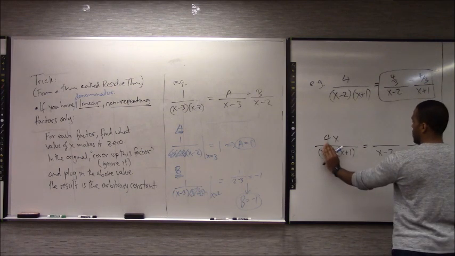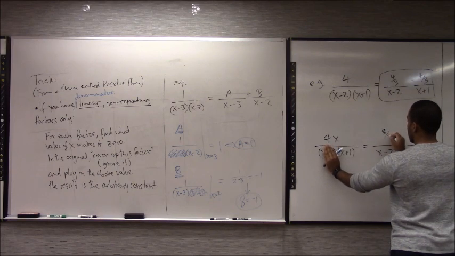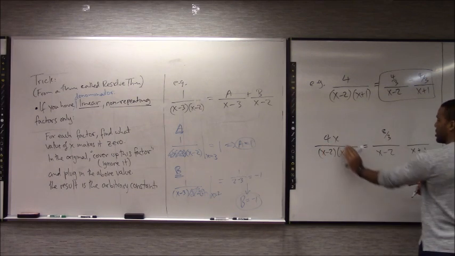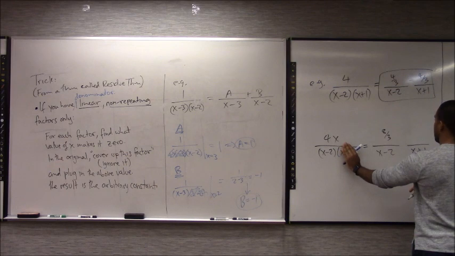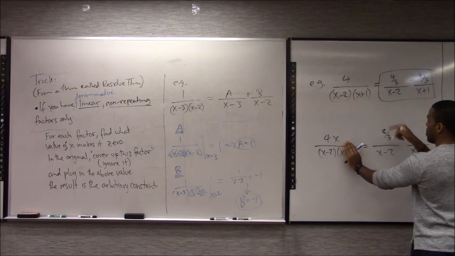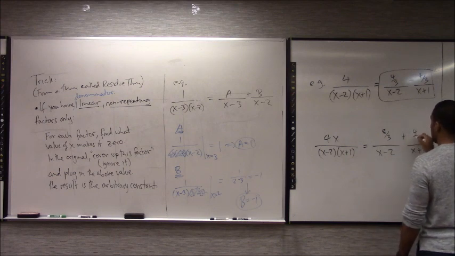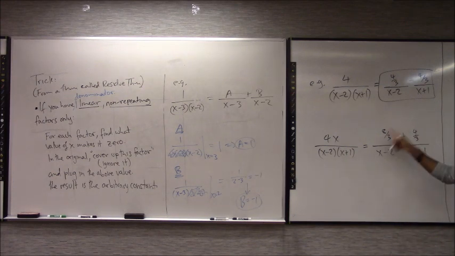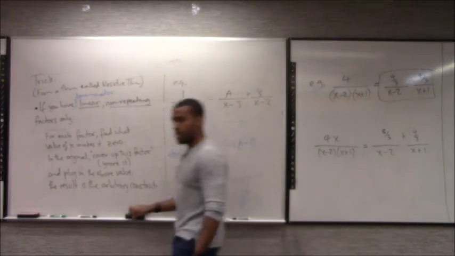Cover this up, plug in 2, you would get 8 over 3. And cover this up, plug in minus 1, you would get minus 4 over minus 3, so positive 4 over 3. And if you combine these two, you will actually get that. It's called the cover-up method.